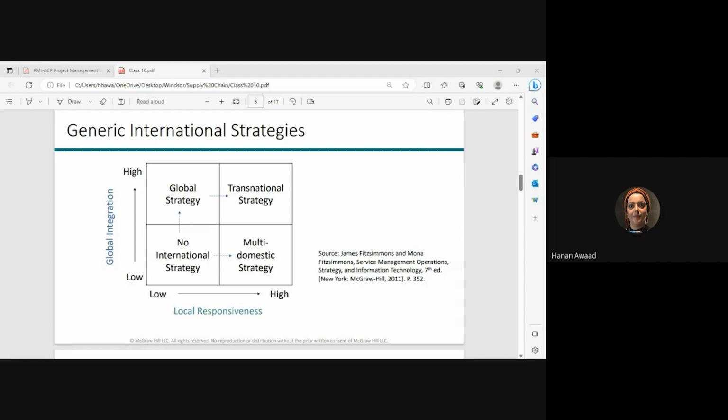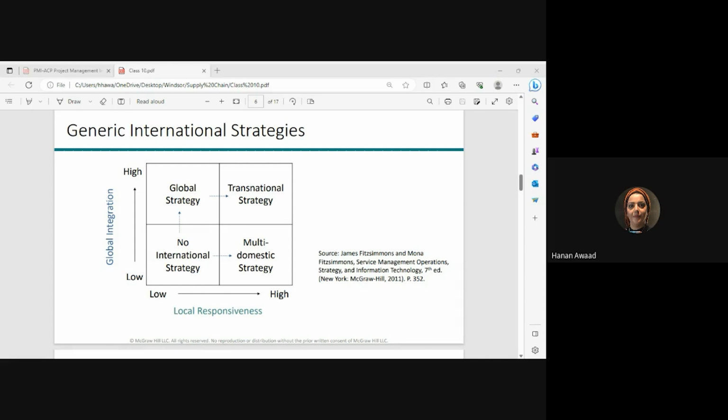Okay. We have another strategy called the transnational strategy. It's high global integration, but also high local responsiveness. In this strategy, we try to achieve a balance between the global integration and the local responsiveness. Do you think that maybe the big hotel chains come under this strategy? Because in the global standardization, we have low local responsiveness. In this case, perhaps yes, maybe it's transnational. The transnational strategy has both.